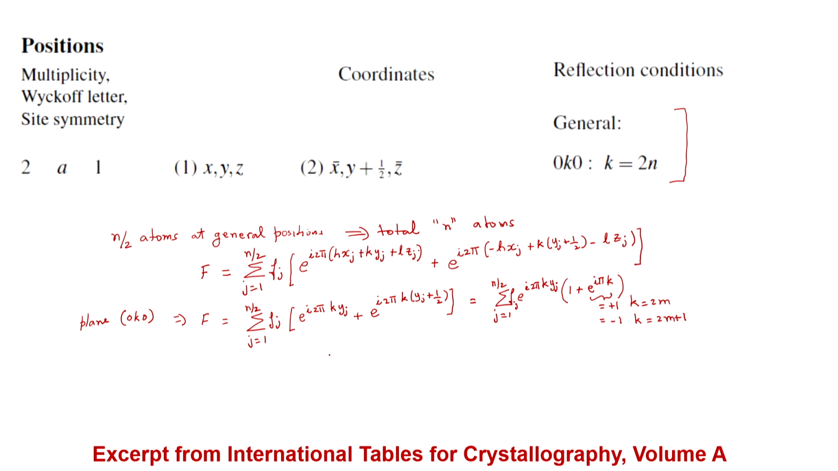So, therefore, F is equal to 0 when k equals 2m plus 1, and is not equal to 0 when k is equal to 2m, which means the reflection will occur when k is equal to 2m. So, this is where this reflection condition is coming from.